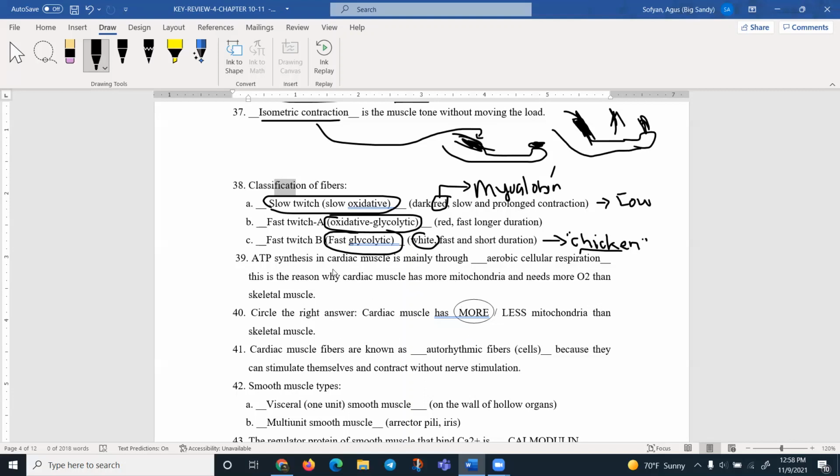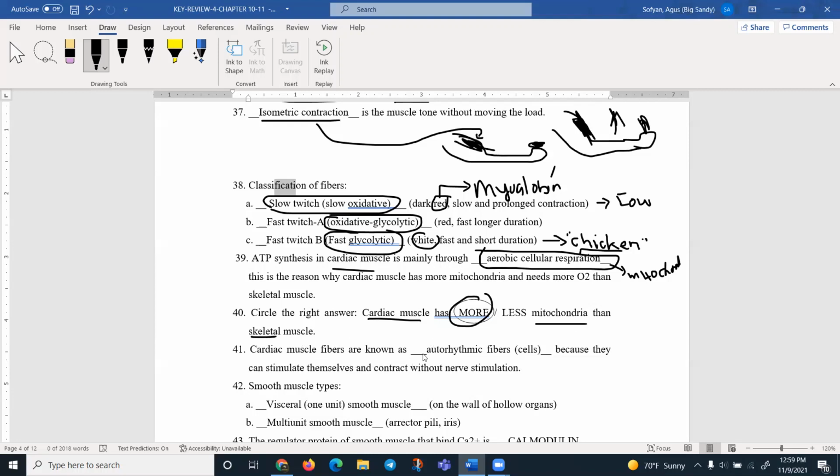The ATP synthesis in cardiac muscle is mainly, of course, through aerobic cellular respiration. Therefore, cardiac muscle has more mitochondria in order to produce this ATP. And this is also the reason why the cardiac muscle needs more oxygen. If we don't get enough oxygen, the cardiac muscle will die and we will have a heart attack. So the cardiac muscle has more mitochondria and needs more oxygen compared to the skeletal muscle.